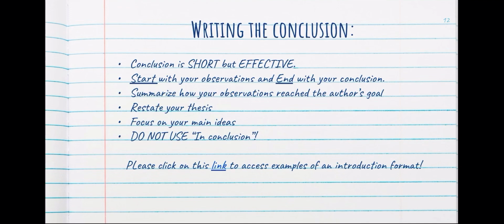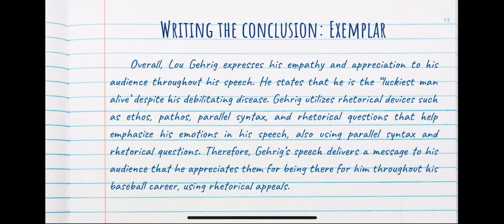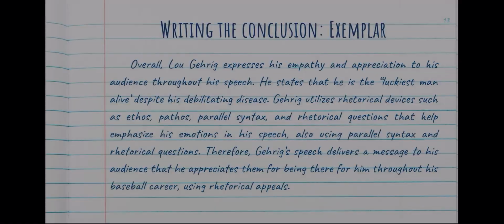Please excuse that, I forgot to change it. So here's my conclusion exemplar. Just pause it again to read it.